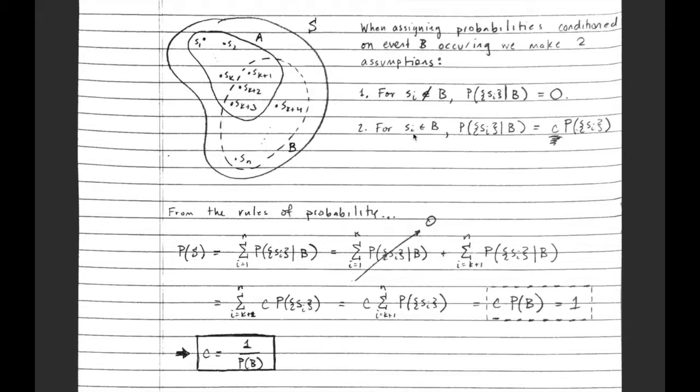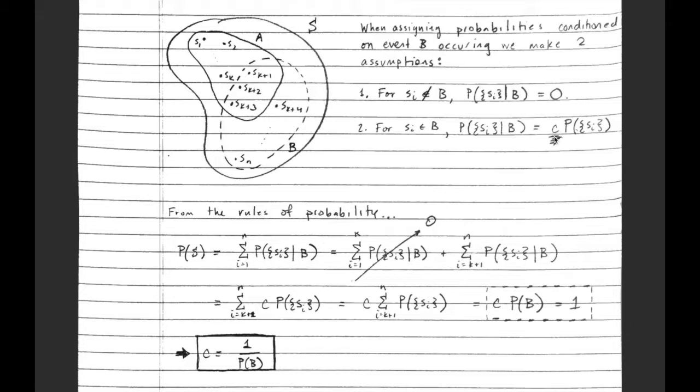Now, for sample points, s sub i, that are in set B, I assign the conditional probability of the simple event containing that sample point to be proportional, a constant c times the unconditioned probability. Now, I don't know what c is. I'll have to determine that.